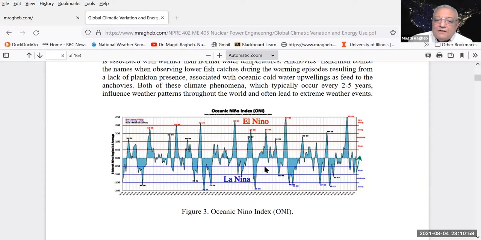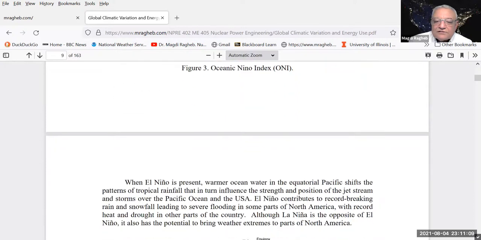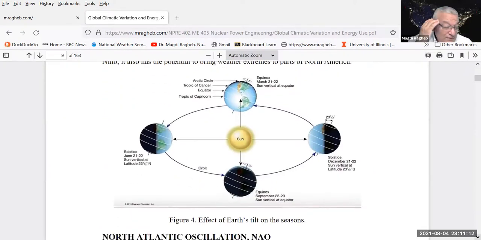In our case, we are in a La Nina period, and you could see that there is some variation from the normal. We get all that flooding and all that rain in different parts of the world. As I suggested, these phenomena, either the long-term glaciation and warming, or La Nina and El Nino, which are the short-term fluctuations, have to do with geophysical phenomena. One of them is definitely the tilt of the Earth. The Earth is rotating around its north-south axis, but that axis is not totally vertical. It has an angle of 23 and a half degrees to be exact.